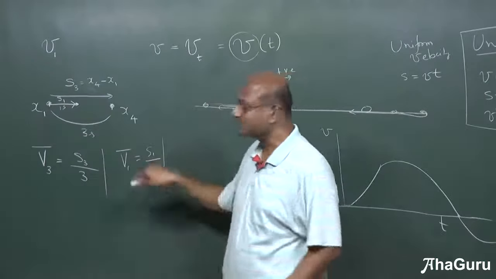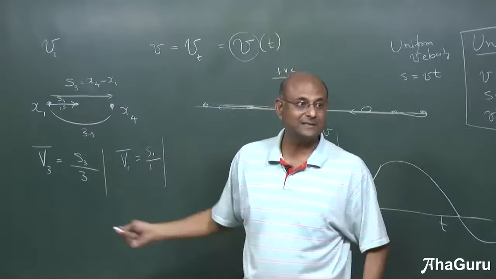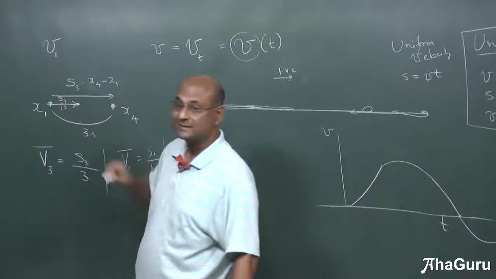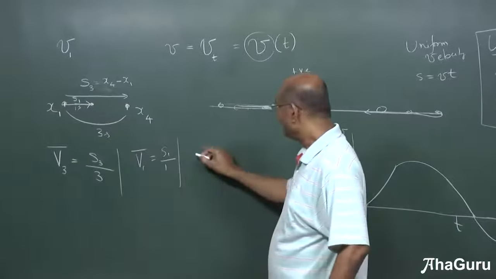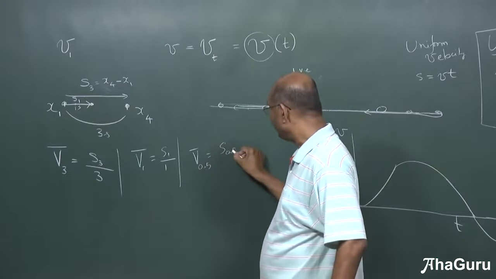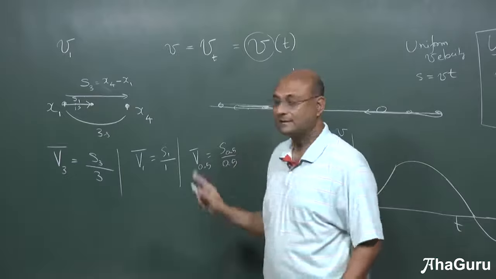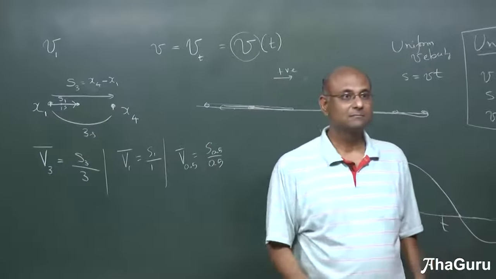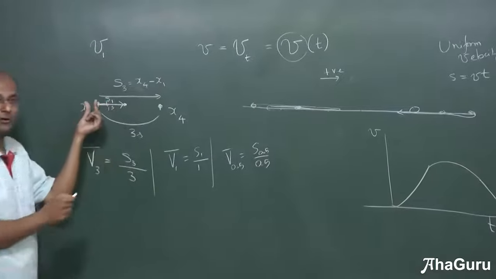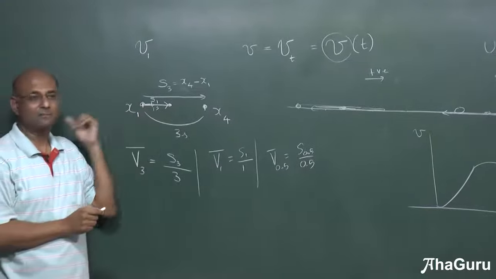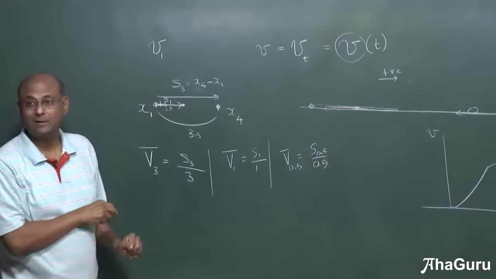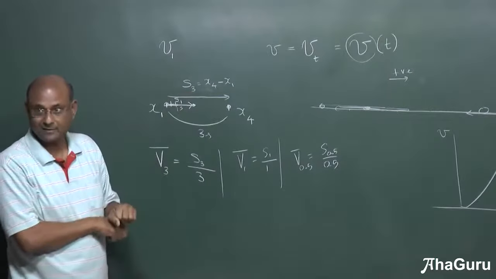What is better than even this? Come up with a better answer than this. So if I take 0.5 seconds, I will get V average 0.5 is what? S 0.5 by 0.5. This is better than that. Why is it better? Because you have taken a very small interval where you are looking at the average velocity. Suppose I make this even smaller, make it 0.1. Will that be even better than 0.5?